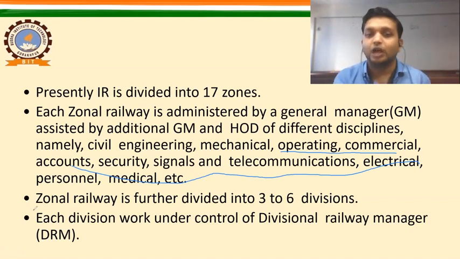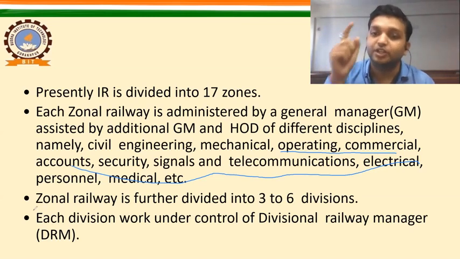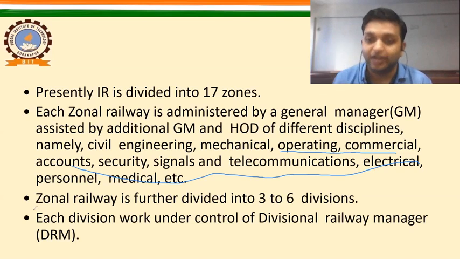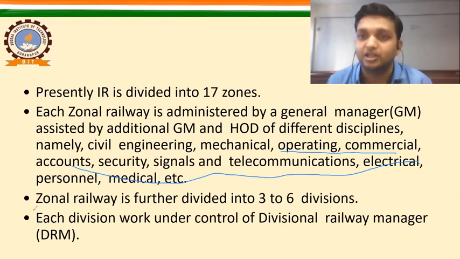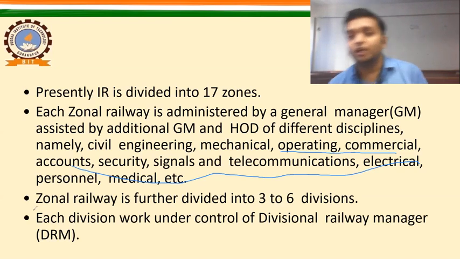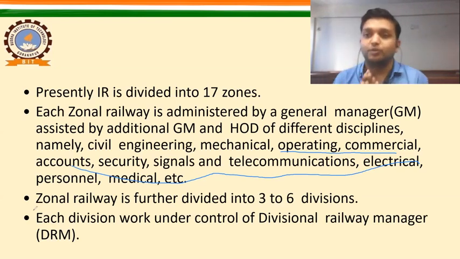Now, this zonal railway. First, Indian Railways has been divided into 17 different zones, and now each zonal railway is further divided into 3 to 6 divisions. It means each and every zone consists of 3 to 6 divisions, and each division is under the control of a Divisional Railway Manager, that is DRM. So students, no need to be confused about these things.